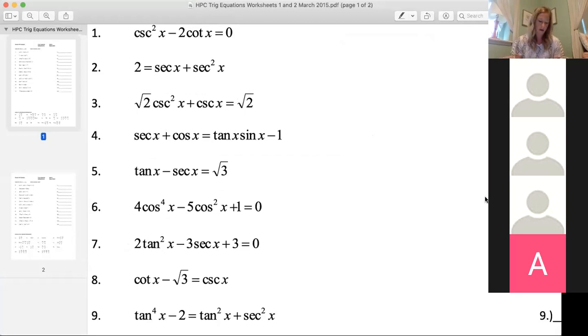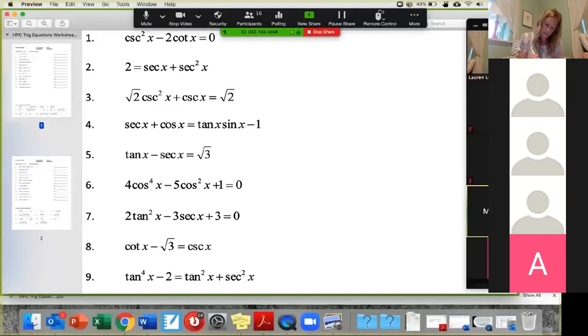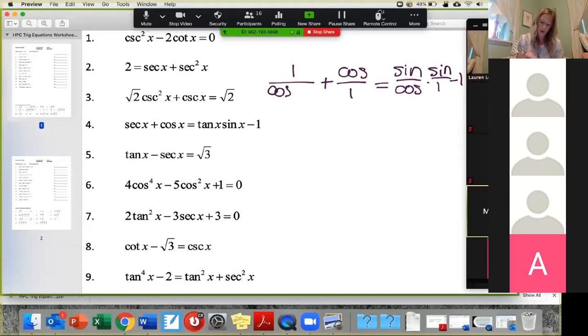So on question 4, I would have gone ahead and changed secant to 1 over cosine. Then I probably would have thought about cosine as cosine over 1. Tangent I would have changed to sine over cosine times sine over 1 minus 1. On the left, I would have gotten a common denominator by multiplying by cosine over cosine. So I would have 1 plus cosine squared over cosine equals sine squared over cosine.